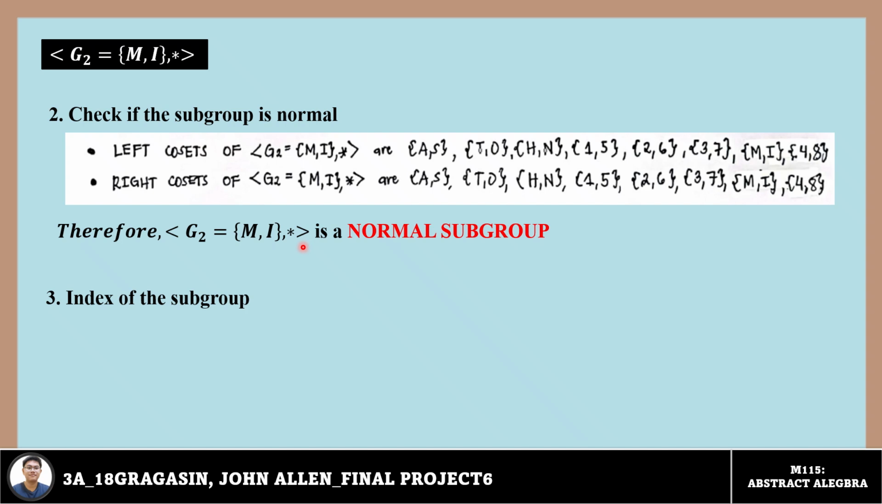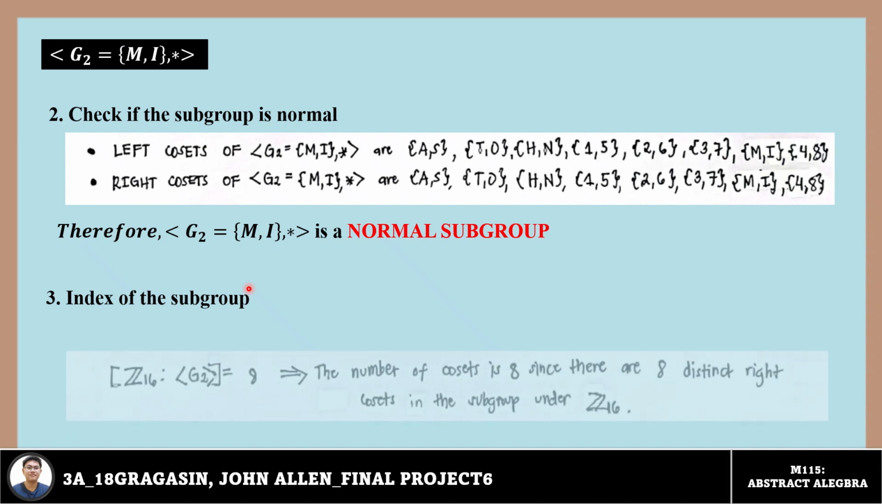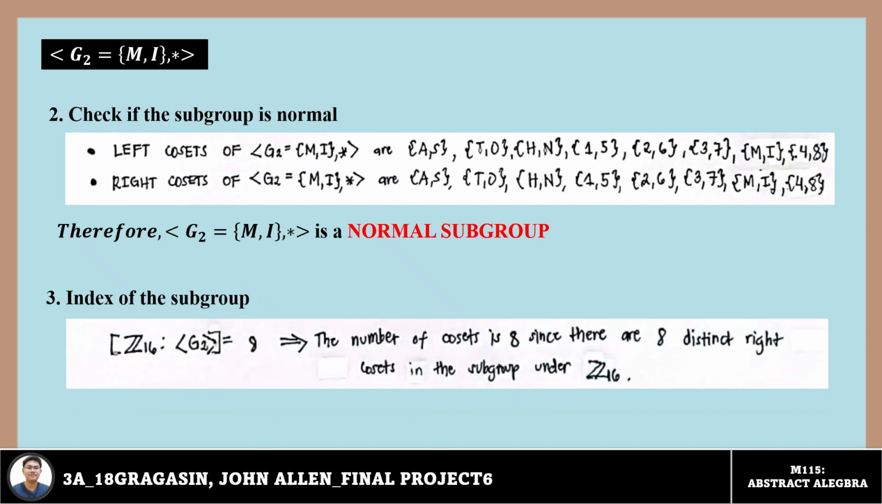And then for our index subgroup, we need to consider the number of the elements of our right cosets. As you can see here, 1, 2, 3, 4, 5, 6, 7, and 8. Since we have 8 right cosets, our index subgroup then is 8.